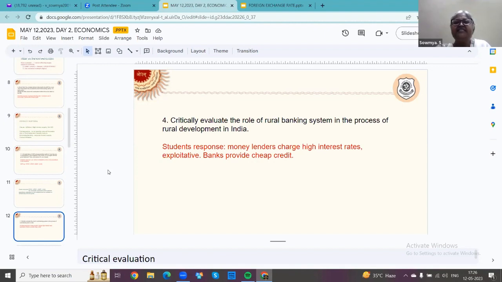Now, the moment the children see the words rural banking, rural credit, immediately they think, rural banking, man, I know. Rural credit, yes. I've heard so much, I've read so much about the money lenders and the high interest rates, and they are all very exploitative. Let me write all about them. So for pages, they have written about that. But what is the expected answer for such a question?